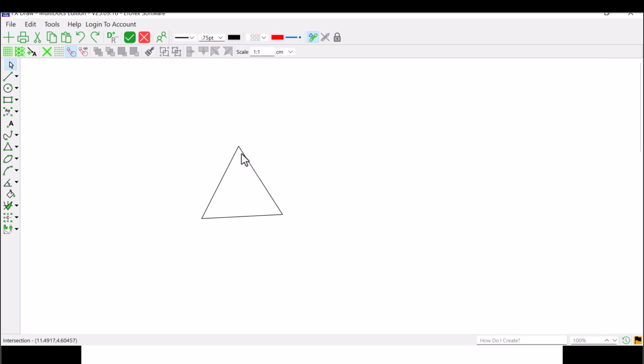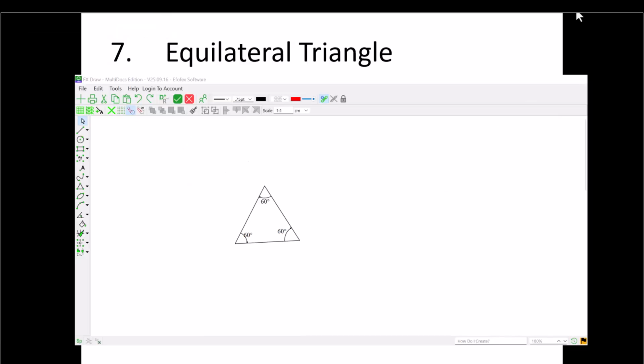Then all the angles inside there are 60 degrees. If I put the angle, you will see it. All the angles are 60, 60, 60. This equilateral triangle, the three sides are all equal. 1, 2, 3, they are all equal. So take note of the equilateral triangle.